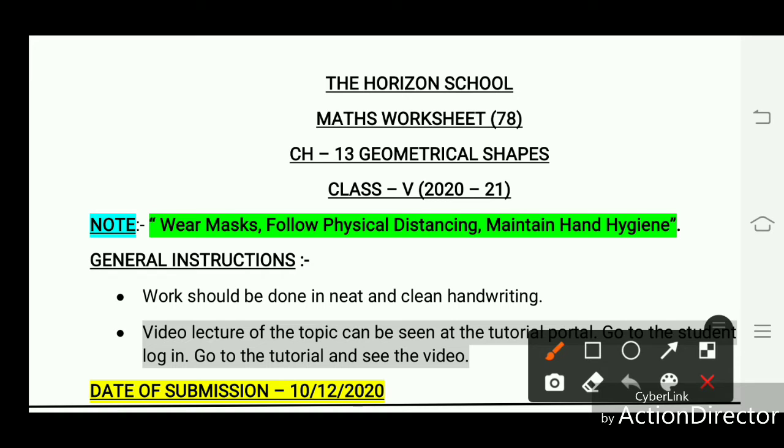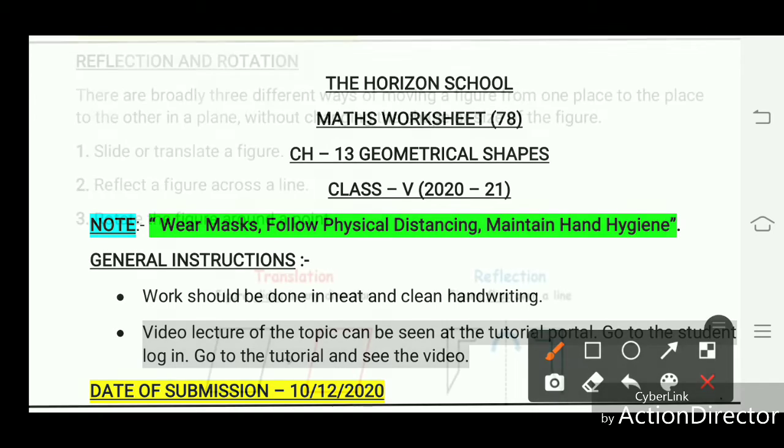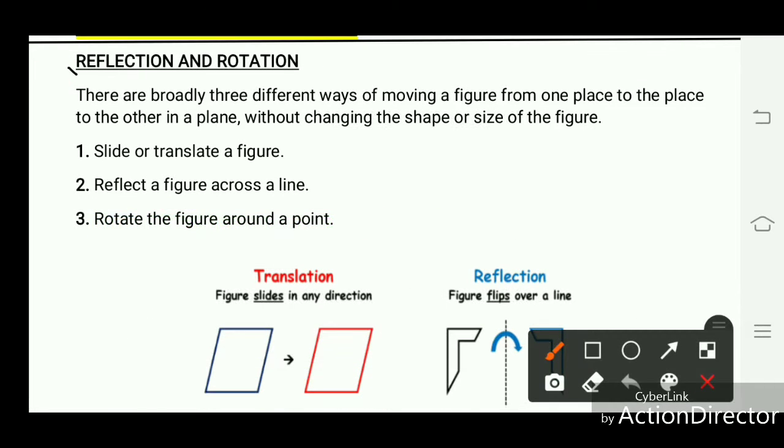Students, in this worksheet, we will discuss reflection and rotation of figures and symmetry in solids. Reflection and rotation. There are broadly three different ways of moving a figure from one place to the other in a plane without changing the shape or size of the figure.